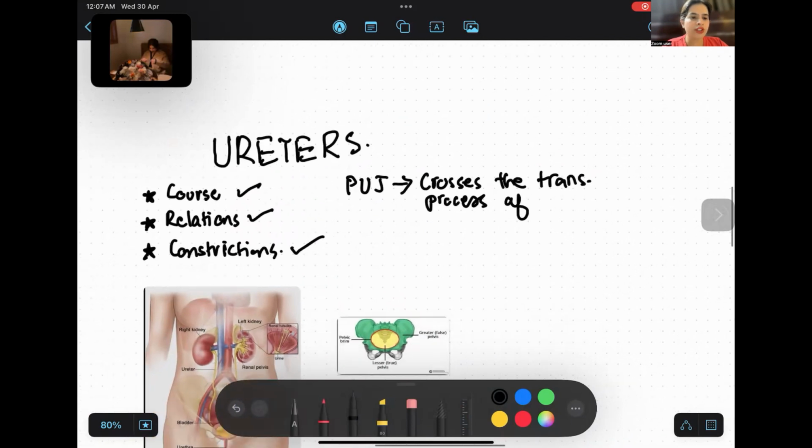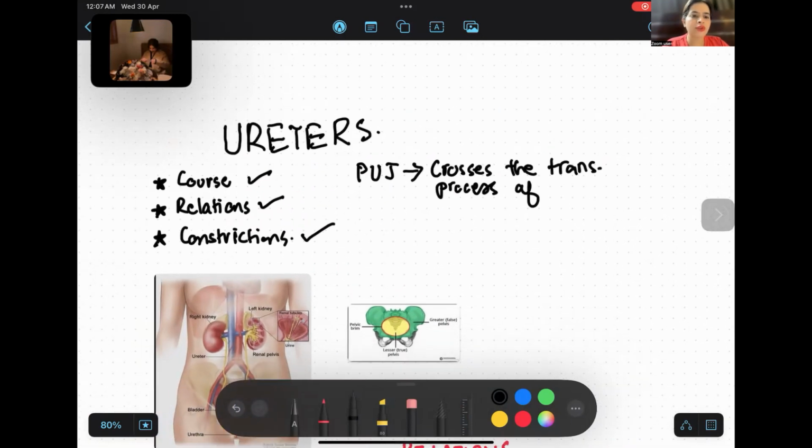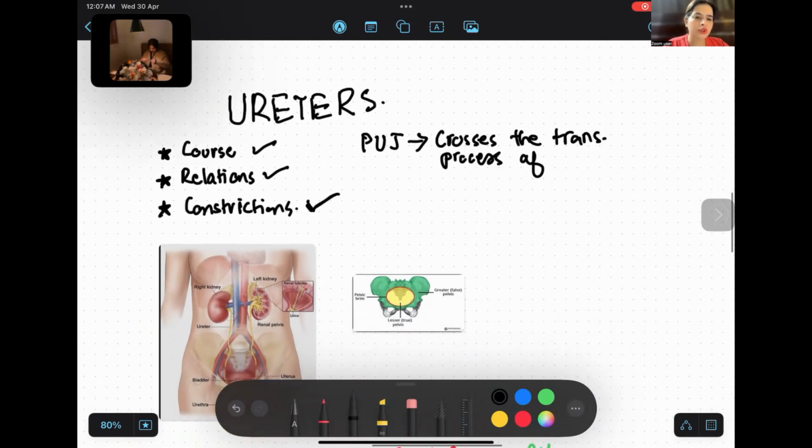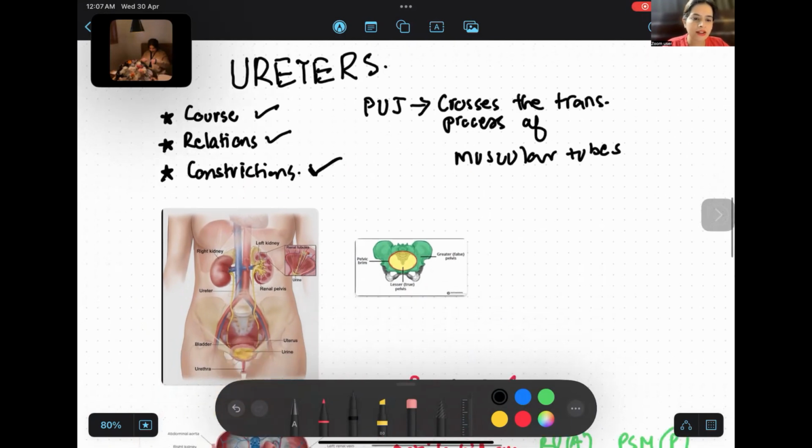So your ureters, you need to know the course, the relations, and the constrictions. For the course and the definition, you need to know that your ureters are muscular tubes that transport urine from your kidneys, right here, to your urinary bladder. These are your ureters.